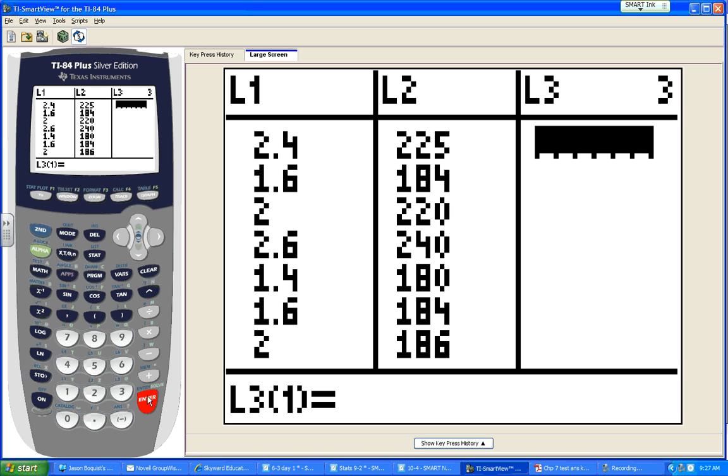So list 1 is my x, or explanatory, right? And list 2 is my response. Do you remember any ways of going about finding the mean of that? There's several ways the calculator will do it. You could by hand do 2.4 plus 1.6. You could do that, right? Anybody remember a quicker way?